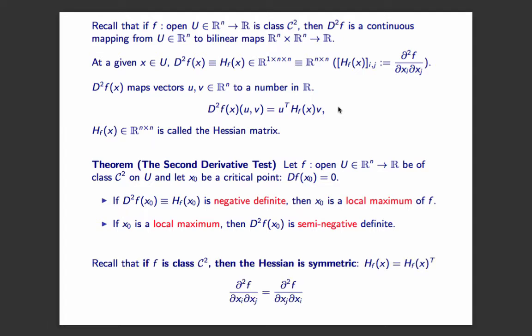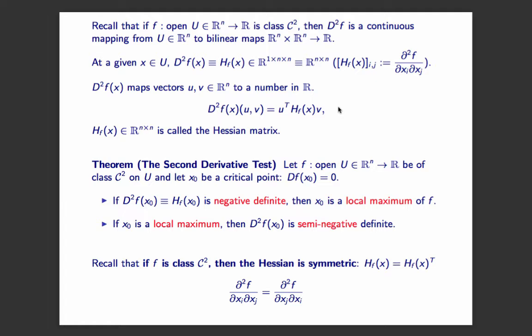Now keep in mind that if f is class C2, in other words, I can take two derivatives, and that second derivative is continuous, then the Hessian is symmetric. That is, the Hessian is equal to its own transpose. Another way of saying this is that I can take the second derivative with respect to i and then j, or with respect to j and then i, and I'll get the same outcome. So this follows from our theorem on the symmetry of mixed partials, which came from a week or so ago.